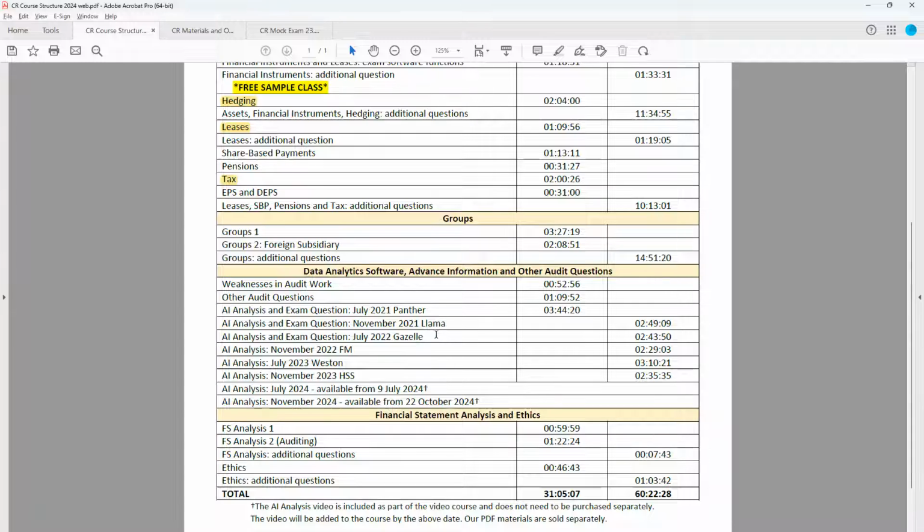So I'll work through 3 Inflow questions in full. And then you've also got the AI analysis for some of the more recent ones here as well, so you can then just go and practice the exams for those as well. Certainly the first one is essential viewing, but for the others it's up to you how much time you want to spend.